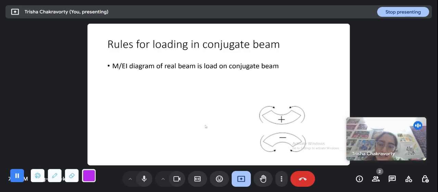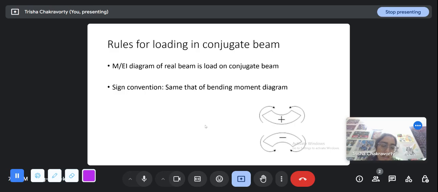The M by EI diagram of the real beam is the load on the conjugate beam. The sign convention is the same as that of the bending moment diagram. As we have seen in the first class, a sagging moment, which is clockwise from the left side and anti-clockwise from the right side, we call positive. So if we get a sagging moment in the real beam, it will be upward loading in the conjugate beam. And a hogging moment, which is anti-clockwise from the left side and clockwise from the right side, is negative, so it will be downwards.